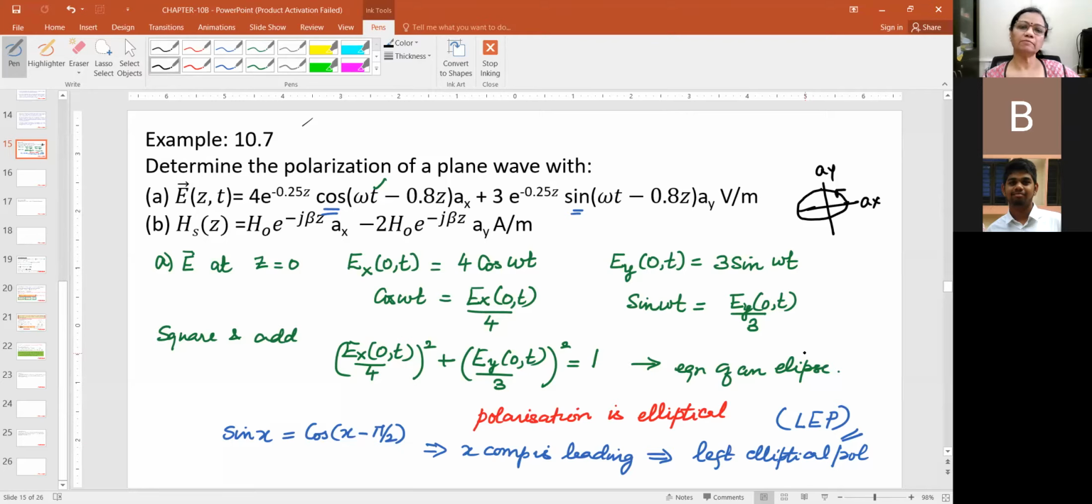Is this problem clear? Any doubts? Sahiti?